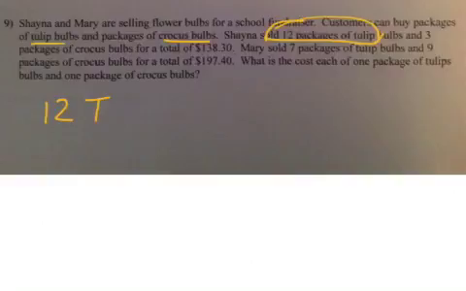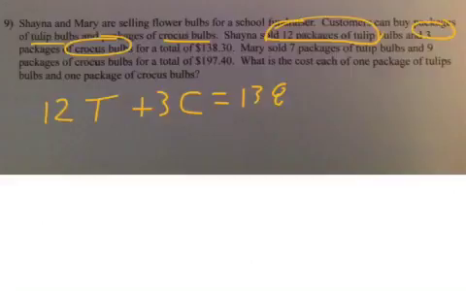And so I'm going to write that down as just 12T. T for the price of tulips. It also says she bought 3 of the crocus bulbs. So I'm going to do plus 3C for the price of the crocus bulbs. And that supposedly equals 138.3.